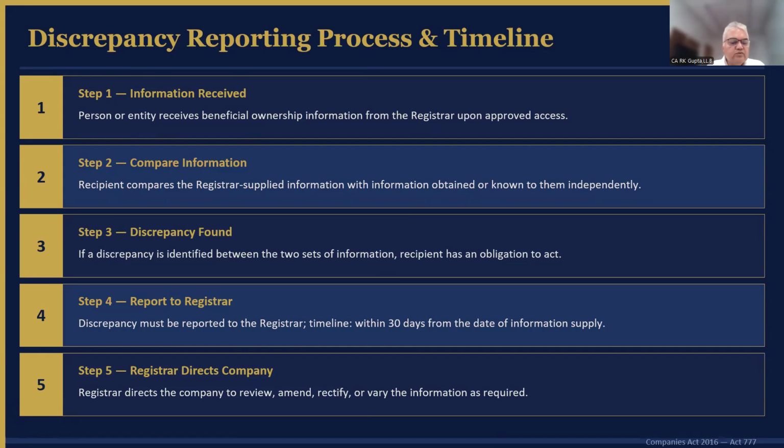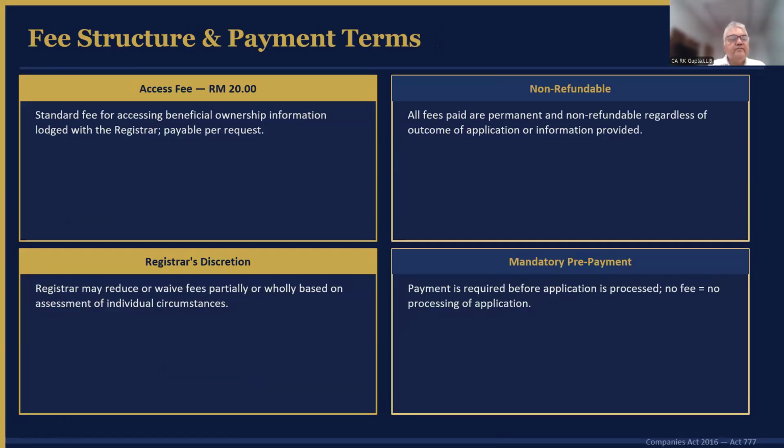Step 4 is report to registrar. The discrepancy must be reported to the registrar, and the timeline is that it has to be reported within 30 days from the date of information supply. Step 5 is the registrar directs the company. So the registrar directs the company to review, amend, rectify or vary the information as required.